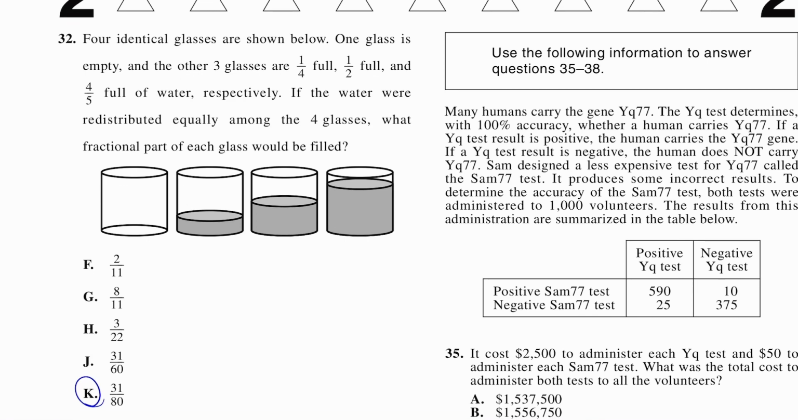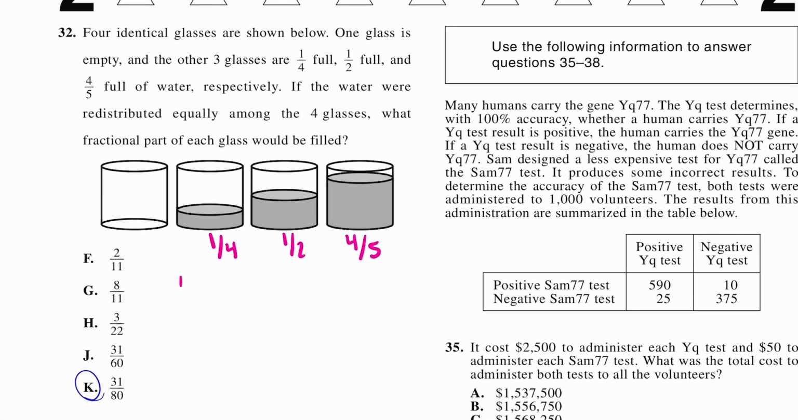All right, 4 identical glasses are shown below. One glass is empty. The other glasses are 1/4 full, 1/2 full, and 4/5 full, so I'm going to go ahead and just label these. If the water were redistributed equally among the 4 glasses, what fractional part of each glass would be filled? So our game plan here is to add up all the water and then divide it by 4 to even it out. So I'm going to go ahead and add all these. 1/4 plus 1/2 plus 4/5.